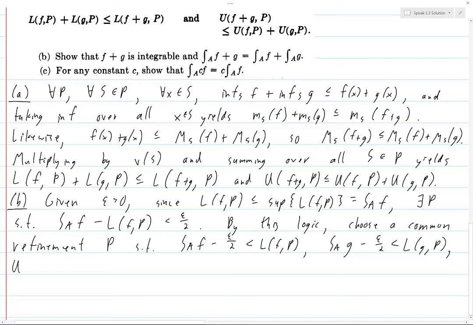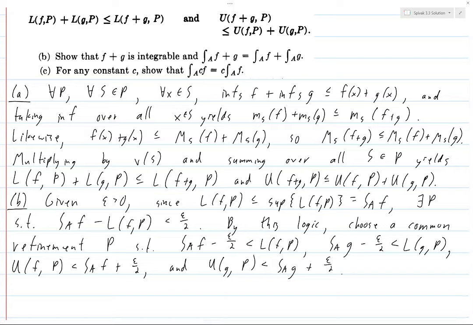We've also got U. Now for U, things are going to be a little different. We're going to have U(f,P) less than the integral over A of f plus epsilon over 2, and U(g,P) is less than the integral over A of g plus epsilon over 2. So of course, using the same logic as before, for each one of these inequalities separately, there exists an individual refinement P such that this holds.